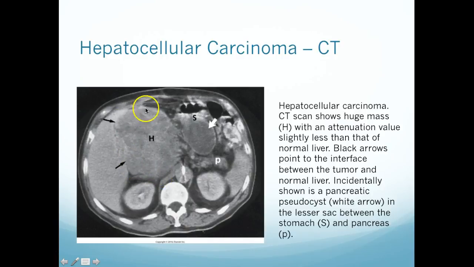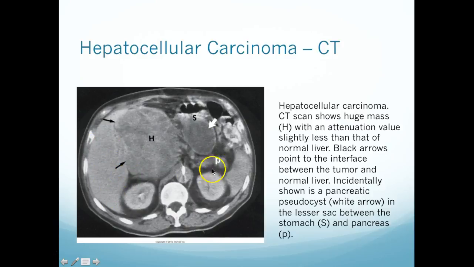And as you can see, this area right here is your mass. So this is hepatocellular carcinoma. So this is not good. And I'll show you the difference between the hepatocellular carcinoma and metastasis to the liver. So it looks different. So you know that this is a primary tumor. And you can see the margin right here of healthy liver.